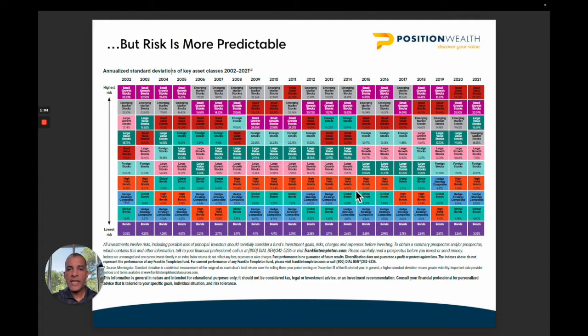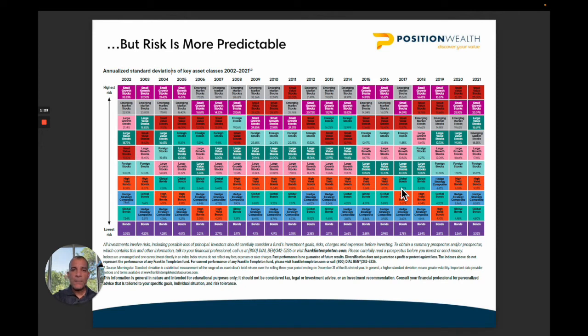Same chart, same years going across the top of the page, but the highest risk assets you can see pretty much are the highest risk assets every single year during this time frame, and the lowest risk assets are always at the low end of this chart every single year.